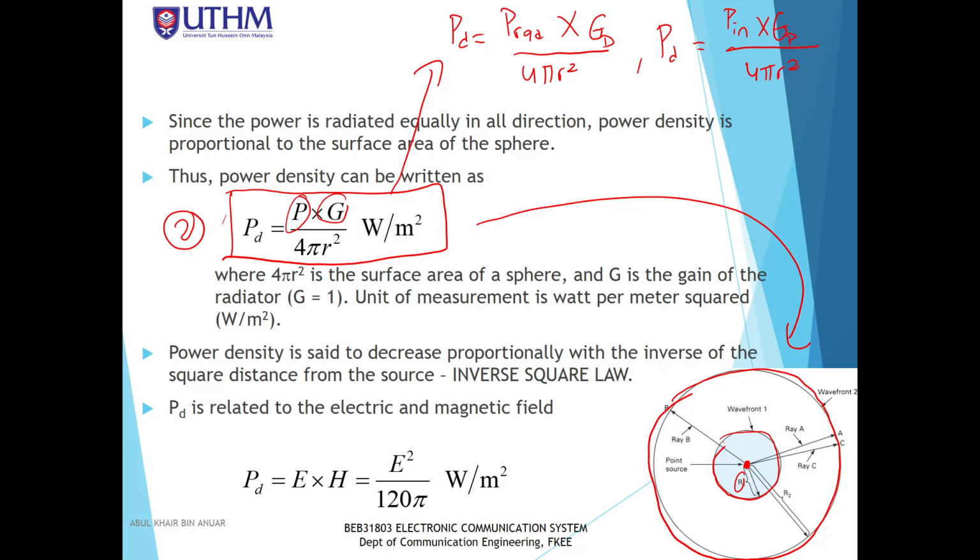And then power density is said to decrease proportionally with the inverse square law, with the inverse of the square distance from the source. Of course, power density becomes smaller when the signal travels far away from the antenna.